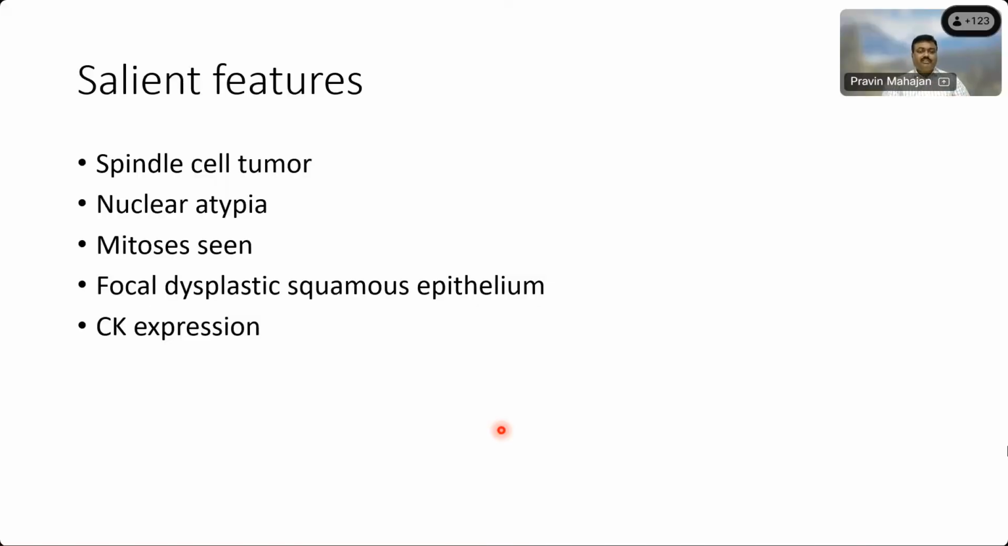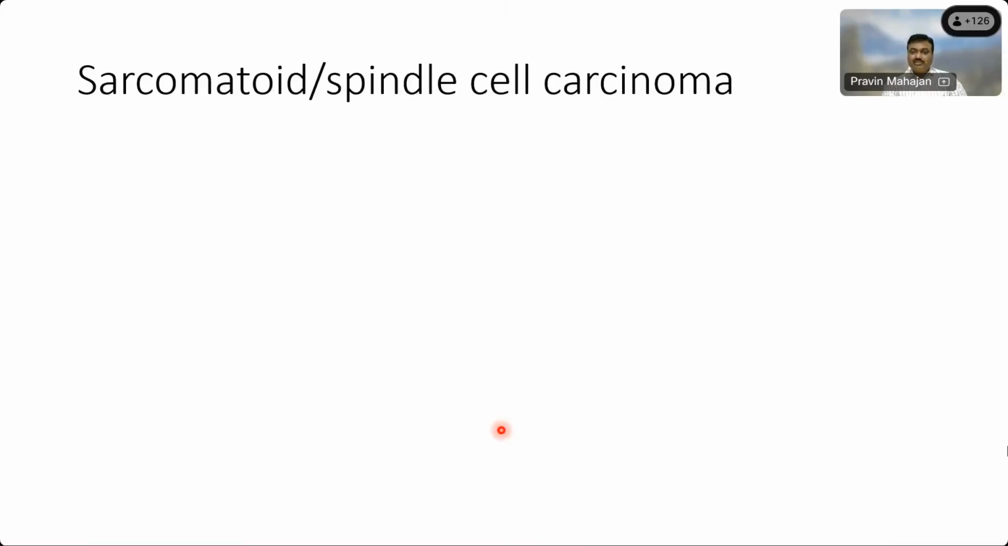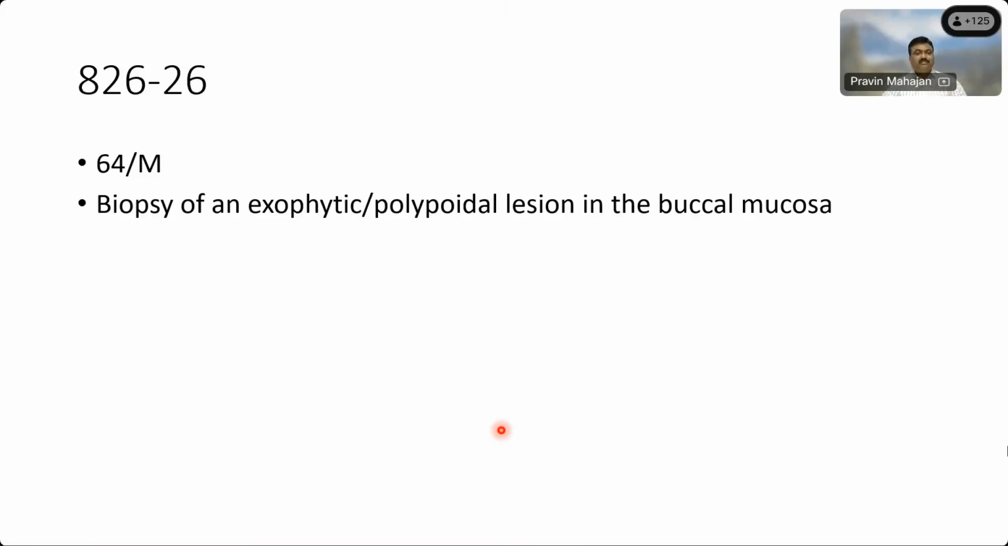So if you have to enumerate the salient features of this tumor, it is a spindle cell tumor. It shows nuclear pleomorphism and mitosis. So that tells us that it is a malignant spindle cell tumor. And it had focal dysplasia in the squamous epithelium, which really helped. And the cytokeratin expression along with that has helped to come to the diagnosis that it is a sarcomatoid spindle cell carcinoma. We'll just quickly see another example of this, which I had not circulated.